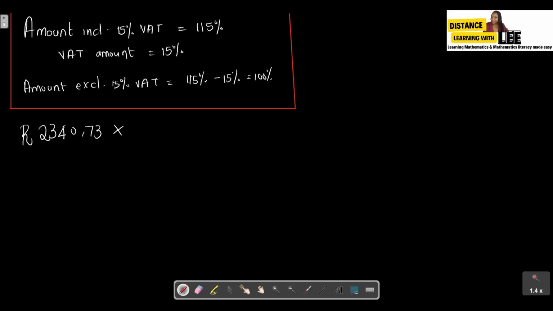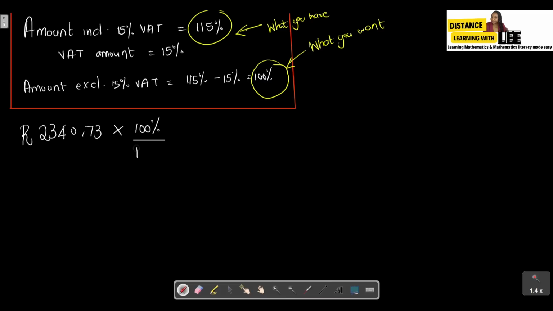So if you want the amount excluding VAT, you need to multiply by what you want. You multiply by what you want. Okay, so I'm going to multiply by 100%, and you divide it by what you have. So what do we already have? We've got the amount including the 15% VAT, and that amount is 115%, okay? So you divide it by 115%, right? I'm going to write that here. So it's what you want divided by what you have.